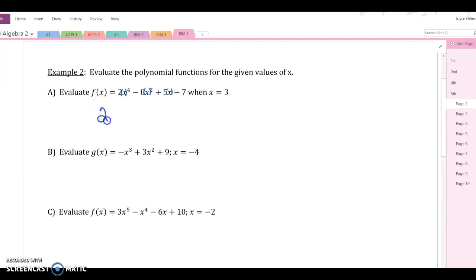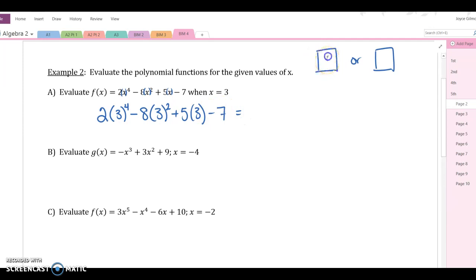It's really important when you're plugging in negative numbers, but it's good just to get in the habit of doing this. So in the calculator, we're going to do 2 parentheses 3, closure parentheses raised to the 4th, minus 8 parentheses 3 raised to the 2nd, plus 5 parentheses 3 minus 7.